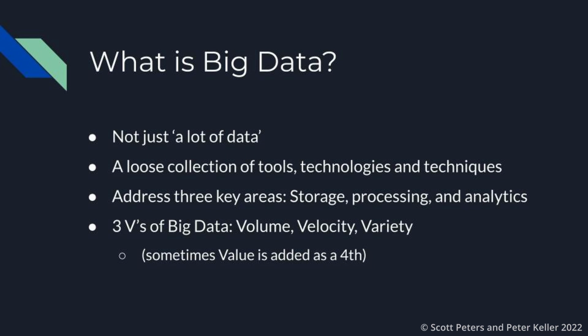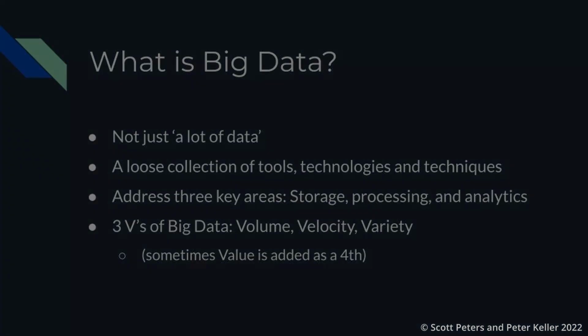Velocity speaks to the pace in which data is generated and the processing speed necessary to use this data before it becomes obsolete. Now, variety is perhaps the most interesting and complex of the V's, as data is being generated in increasingly different and often incompatible formats. So it's kind of the puzzle piece of trying to figure out how we can make these data technologies work together. Now, sometimes a fourth V is added, and that's value. And this is just looking at the added intrinsic value of being able to use big data in meaningful ways.